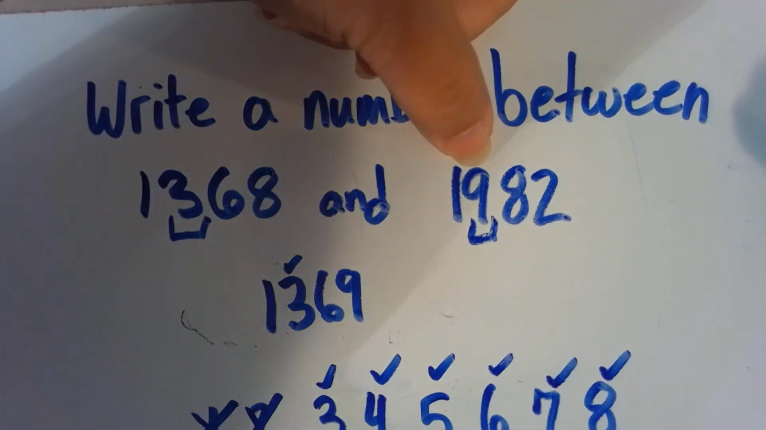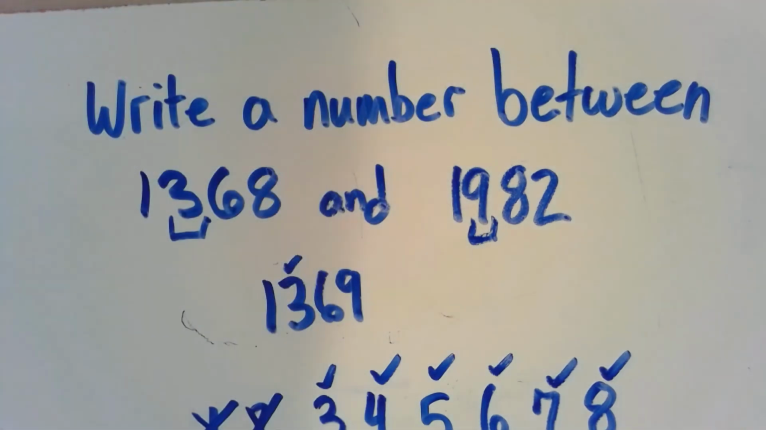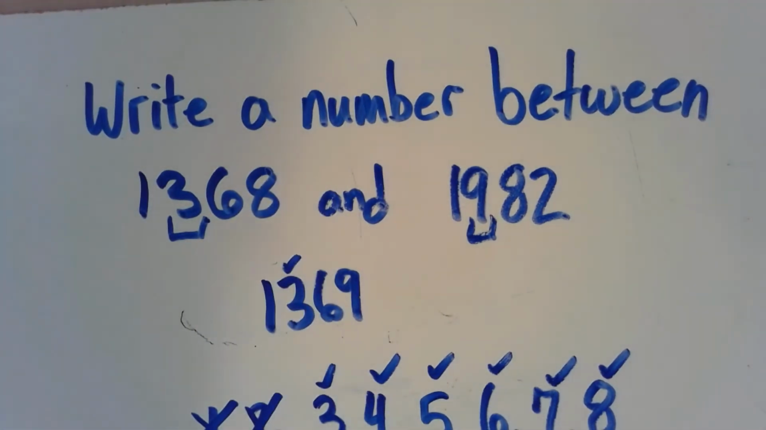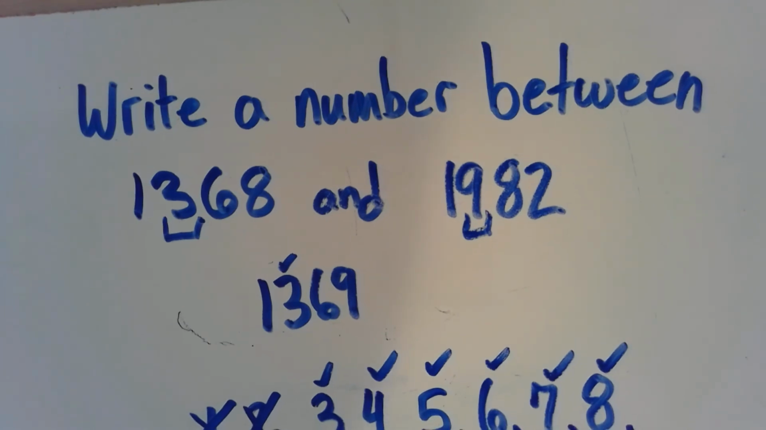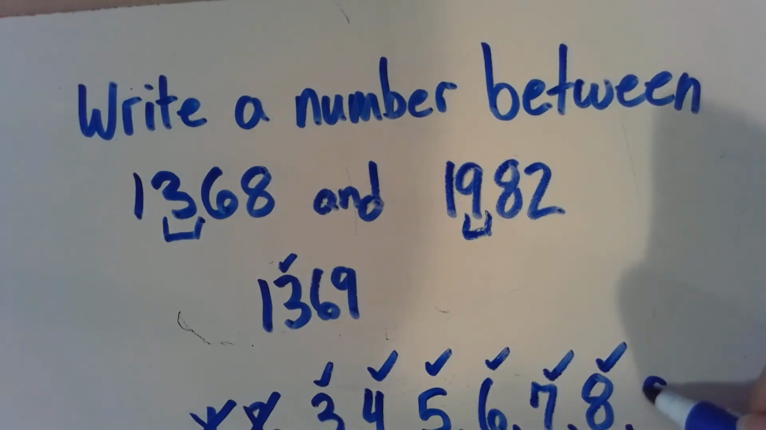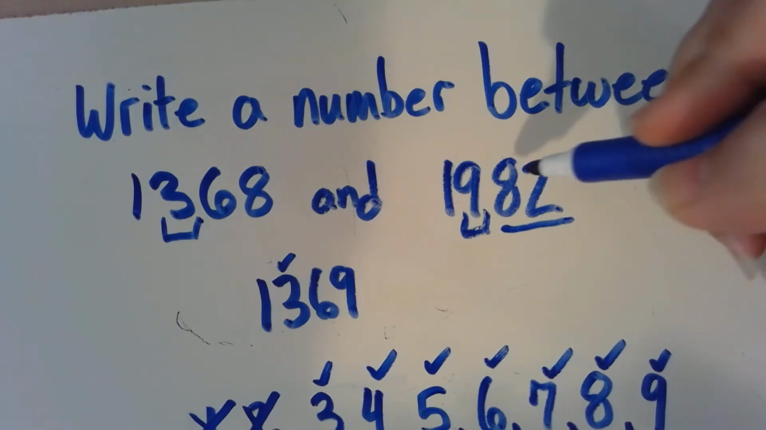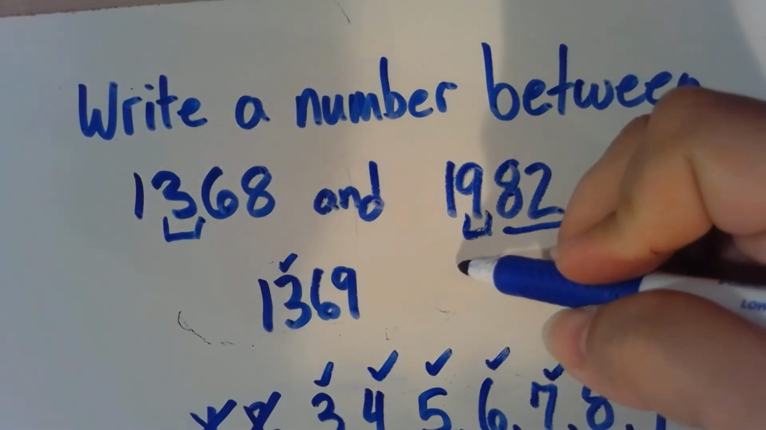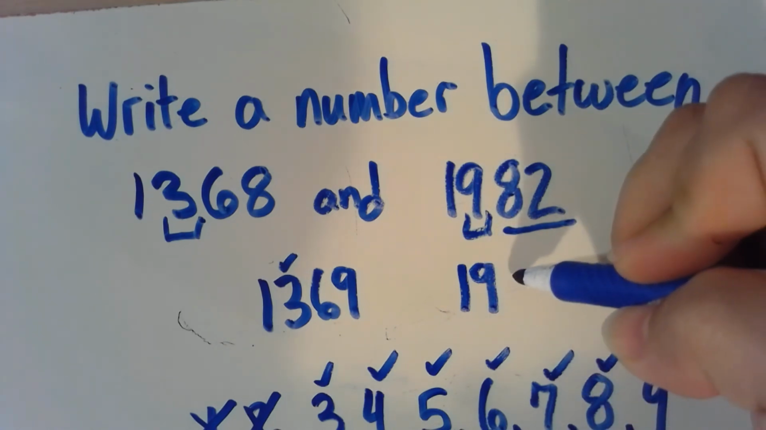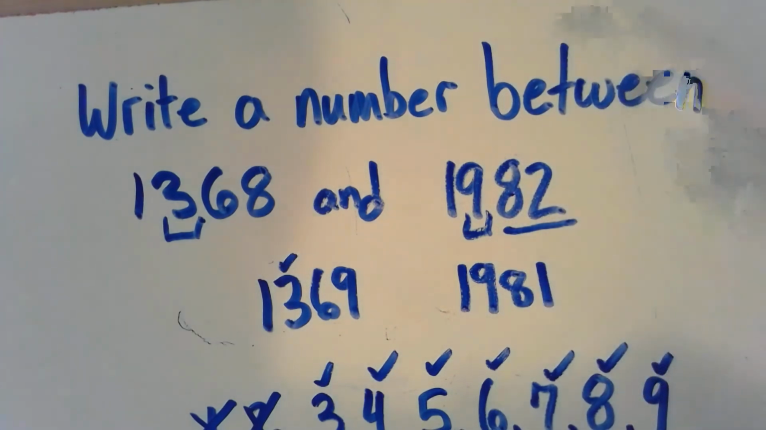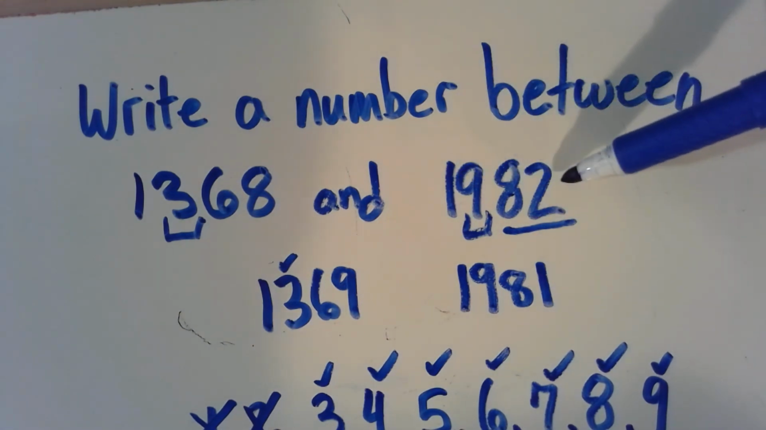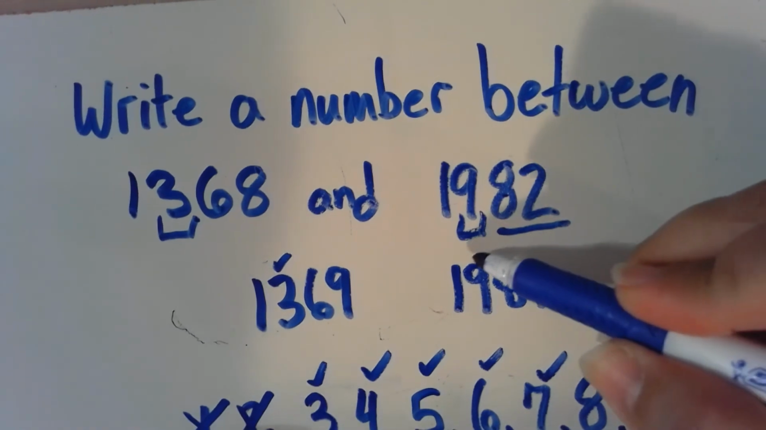Could I have a 9? Can I have a 9 in my hundreds column? Think about it. Could I have a 9? Raise your hand if you think I could have a 9 in my hundreds column. I should see everyone's hand up because I can have a 9. However, my tens and my ones have to be less than 82. So the number 1,981 would still work because it's less than 1,982. Okay, so you could have a 9.